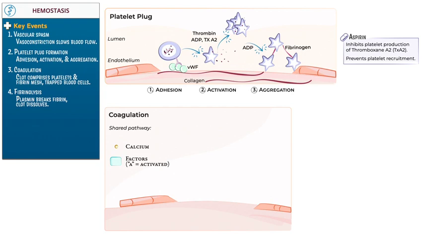They comprise pro-enzyme factors that are transformed to active enzymes and are signified by the lowercase a. Cofactors are reaction accelerators. They form complexes with activated coagulation factors and calcium ions.